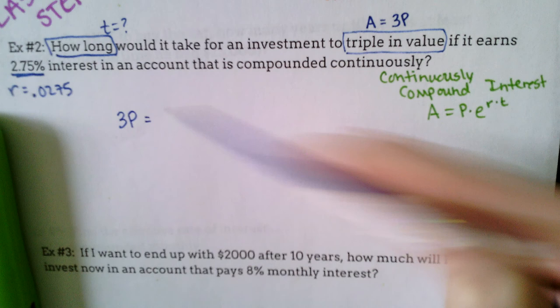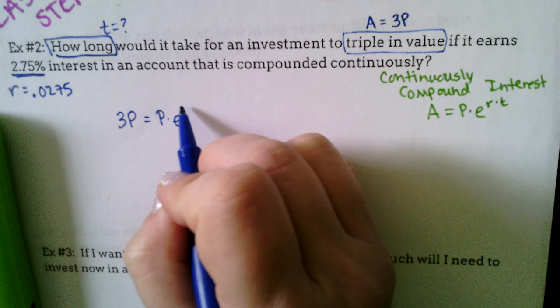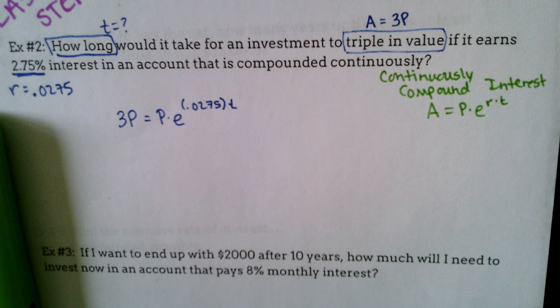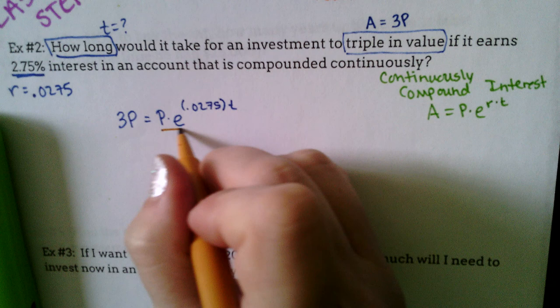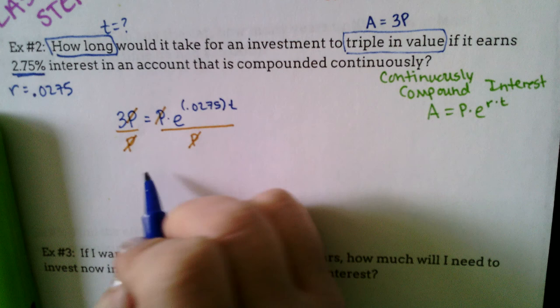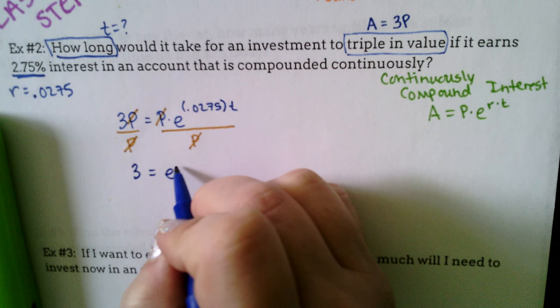So replacing A with 3P equals P times E to the R, which is 0.0275 T, which is the thing we don't know. So it appears that we have a whole lot of variables, but these are going to clear out pretty quickly. To start with, I'm going to divide both sides by P, and that's going to allow that P to cancel and this P to cancel, actually. So now I'm down to just one variable, even though it looks like two. It looks like two because of the E, but remember, E is just a number.